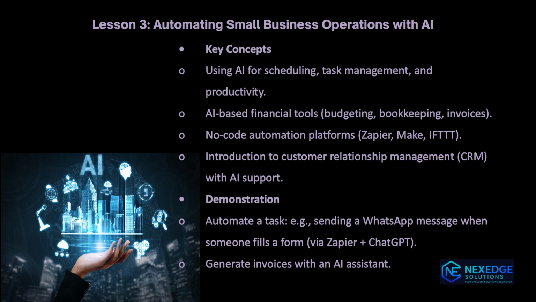So lesson 3, automating small business operations with AI. We can automate our small business with AI. Let's take a look at the key concept. The key concept is using AI for scheduling, task management, and productivity. So these are what we can use AI to do in our business.